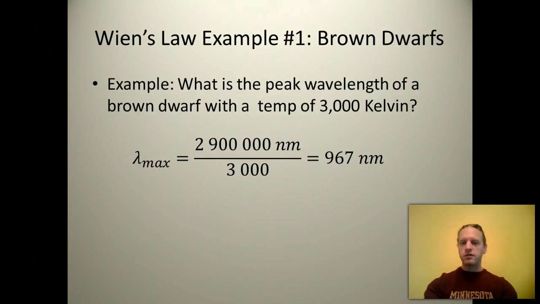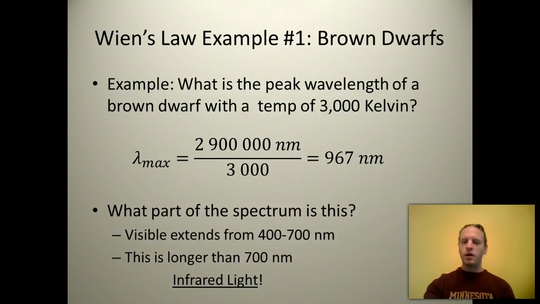So what part of the spectrum does this fall in? So remember, the visible part of the spectrum goes from about 400 nanometers for blue violet light to about 700 nanometers, red light. Now, clearly 960 some is a lot more than 700 nanometers. So, infrared light. Infrared light, even longer wavelength than red light. So a brown dwarf actually gives off most of its energy. It has the peak of its curve occurs in the infrared part of the spectrum.